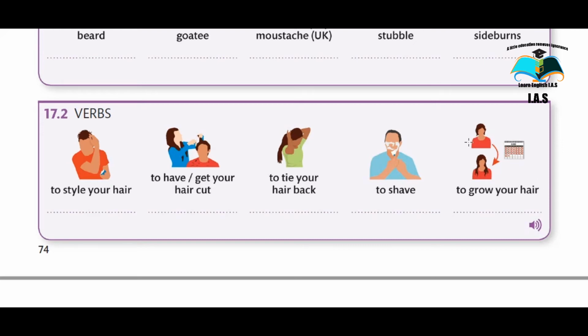So next month we have a wedding party, so please grow your hair. I want to grow my hair. Remember this, we can't use your always, because if I say my or I, I have to use my. I grow my hair because next week it's my wedding. That's why I have to grow my hair.